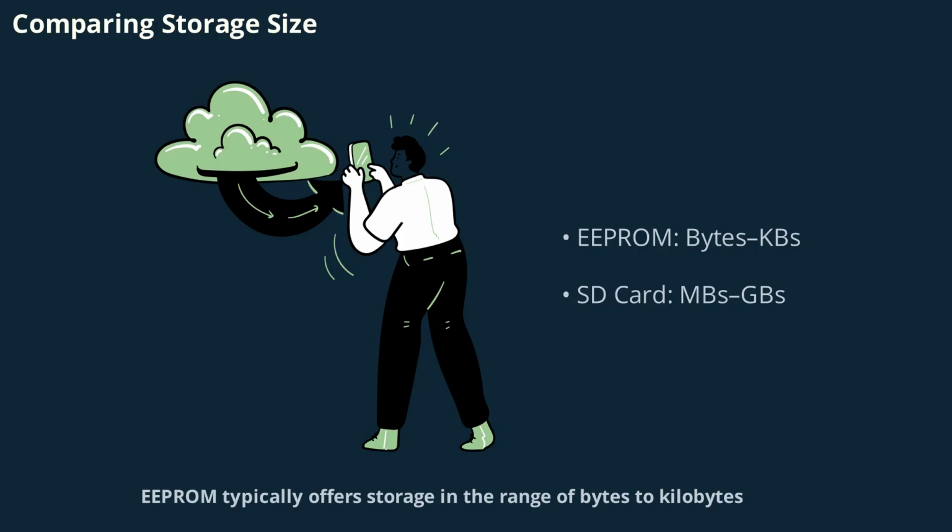EEPROM typically offers storage in the range of bytes to kilobytes, making it suitable for small data like settings or logs. In contrast, SD cards provide storage from megabytes up to gigabytes, which is perfect for large files or continuous data logging. Your project's data needs will largely determine which option is best.